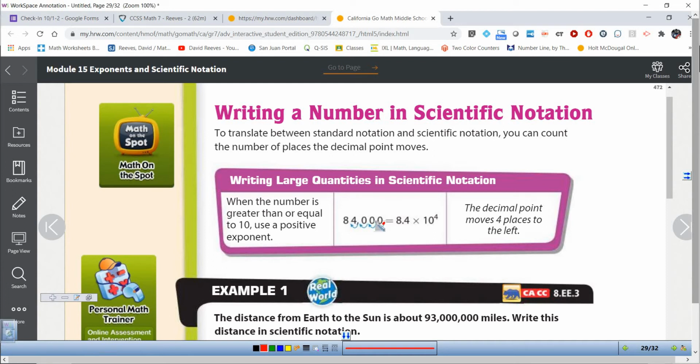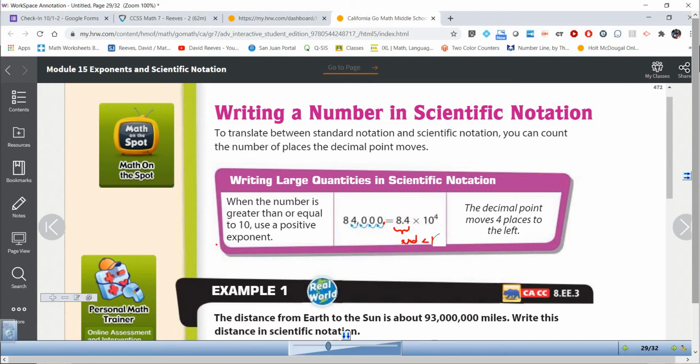Now, please know we could stop anywhere. We could stop there if we wanted. We could stop there. But then it wouldn't be in scientific notation. In scientific notation, this number that you have here has to be greater than or equal to 1, and it has to be less than 10. A lot of times we say between 1 and 10, but it can't be 10 and it can be 1. So greater than or equal to 1 and less than 10.